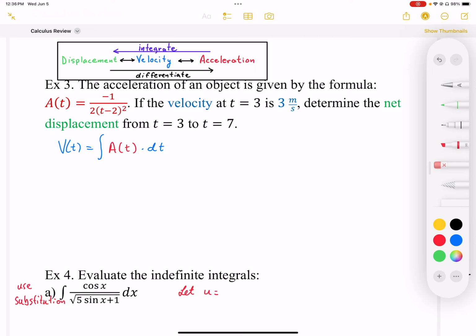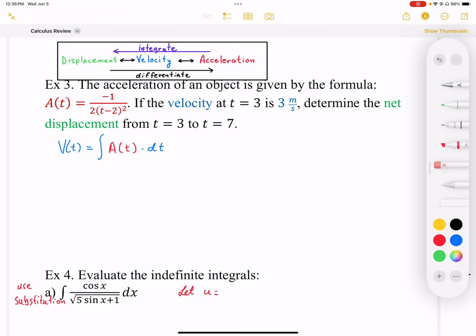Question three says acceleration of an object is given by the formula a of t equals 1 over 2 bracket t minus 2 all squared. It tells us some information about the velocity, that at t equals 3, the velocity is 3 meters per second. And then the question is asking for the displacement, or the net displacement, from t equals 3 to t equals 7.